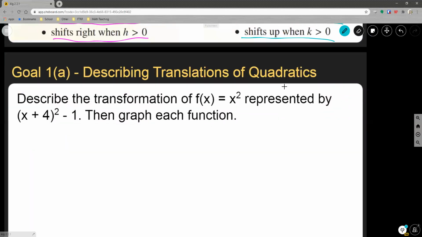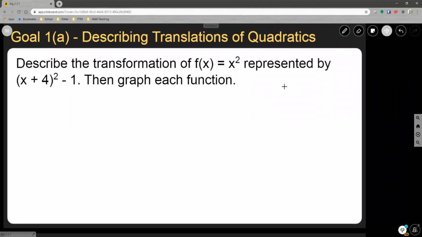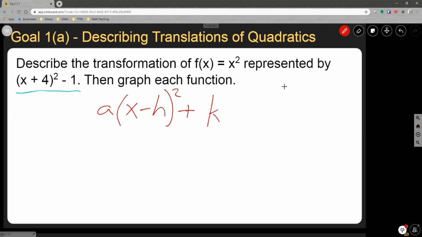All right, so our first goal then is to use what we know to describe translations of quadratics. So we want to describe the transformation f of x equals x squared, represented by this new function, (x plus 4) squared minus 1. Well, if I look at it, remember our standard format for these functions is a times (x minus h) squared plus k. That's our standard format.